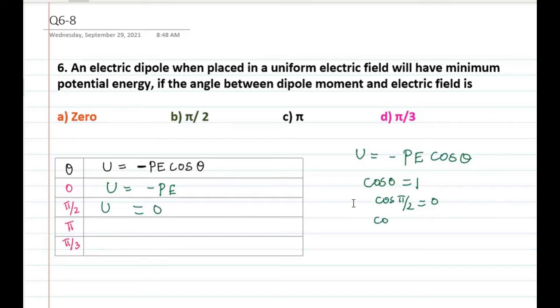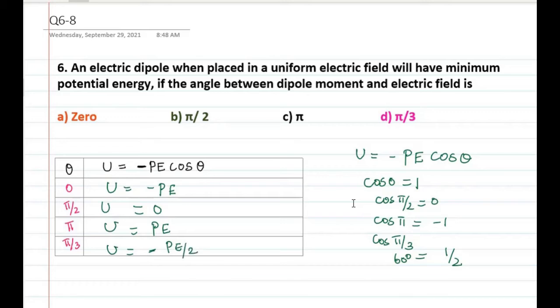Next, for cos pi, the value will be equal to -1. So U is equal to -PE, cos 180 will be -1, so minus into minus will get +PE. Okay. Next, for cos pi by 3, that is for cos 60 degree, the value will be equal to 1 by 2. So U will be equal to -PE by 2.